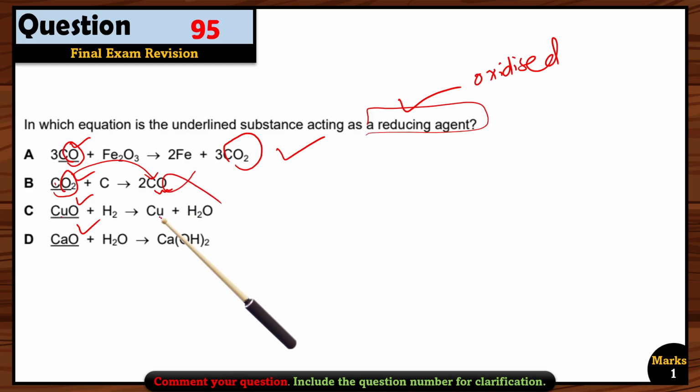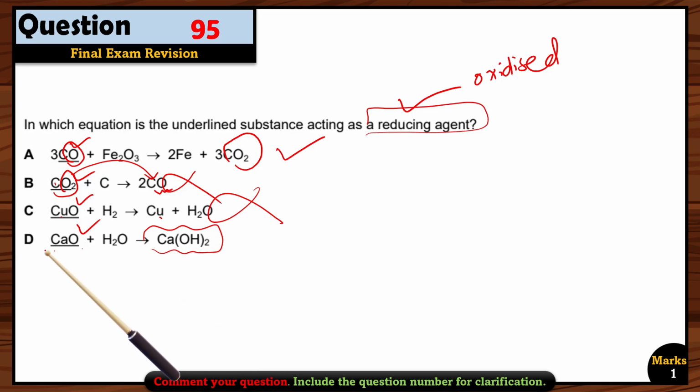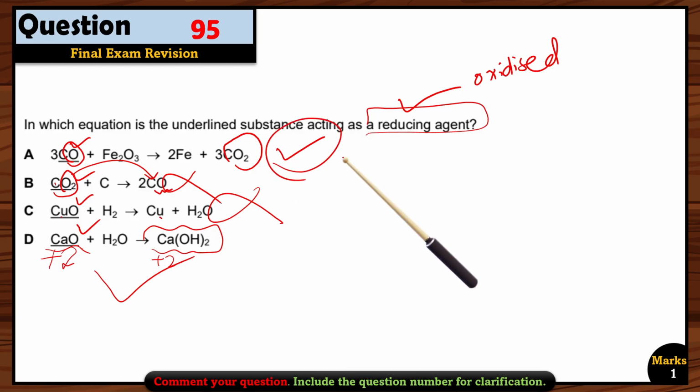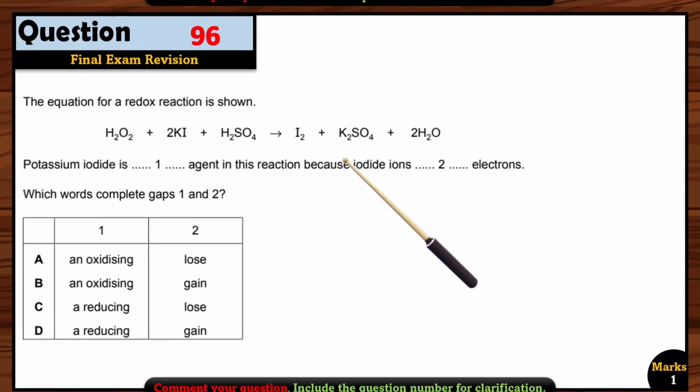Copper oxide is reduced, not oxidized. Again, wrong. Calcium oxide, again, it is not oxidized. Okay, why not oxidized? Because it was still +2 here, and here it is still +2. So this reaction is not even an oxidation or redox reaction. So now option A is the only right option, in which the redox reaction is taking place, and carbon monoxide is the reducing agent because itself it is oxidized and it has reduced the iron, right? So option A is the right option over here.